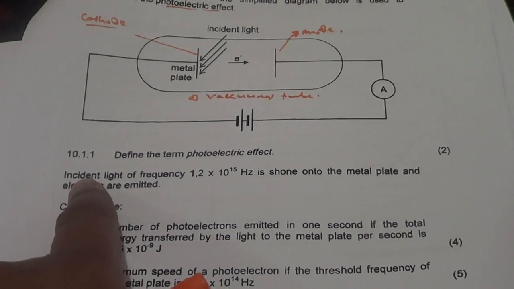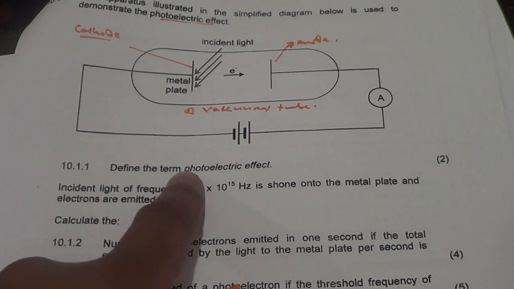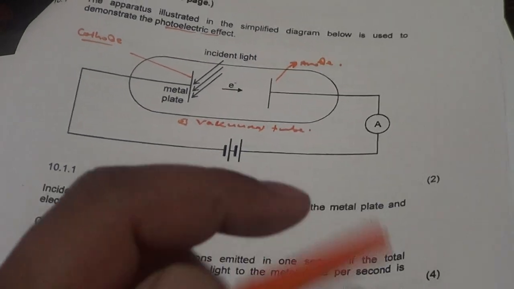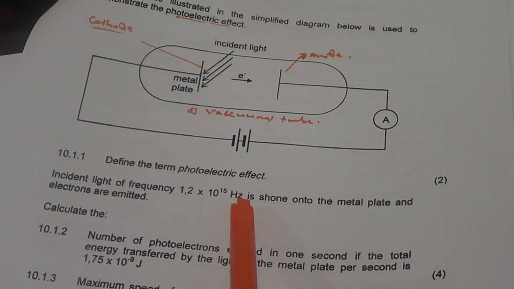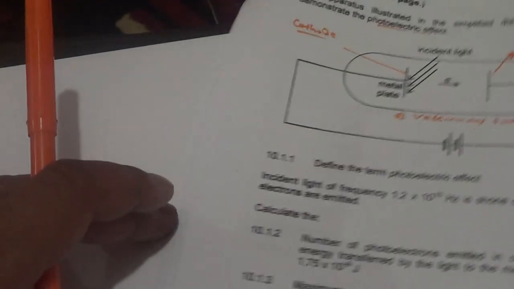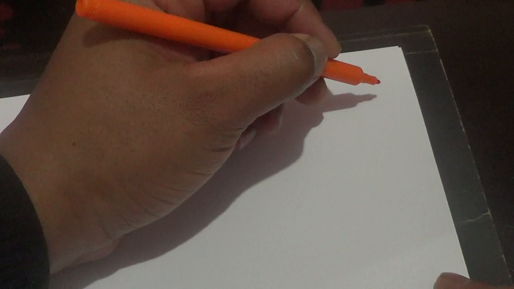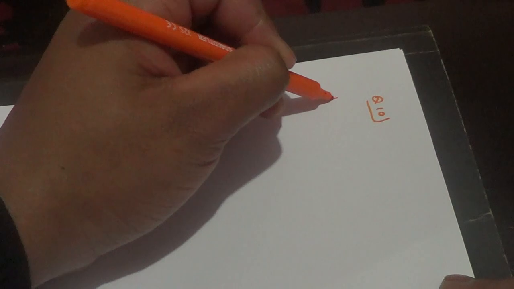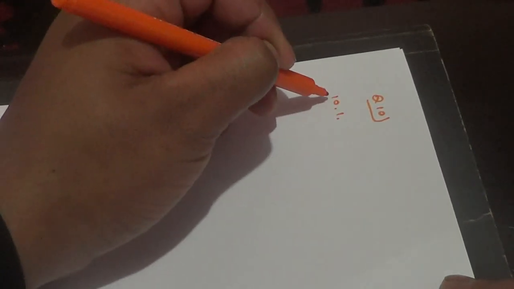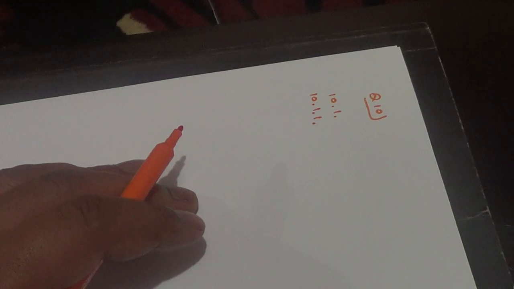It says now, define the term photoelectric effect. Again, easy marks. Come on guys, can't fail this thing. What is the photoelectric effect? Let's just do this question and stop this nonsense once and for all. So question 10.1.1. It says define the term photoelectric effect.